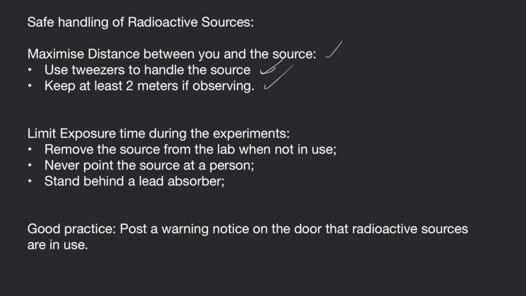observing. We also need to limit the exposure time during the experiments. For instance, we can remove the source from the lab when it's not in use. We would never point the source at a person, and it's a good idea to stand behind a lead absorber. Another piece of good practice is to post a warning notice on the door that radioactive sources are in use.